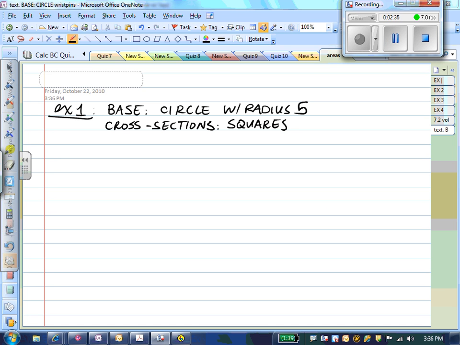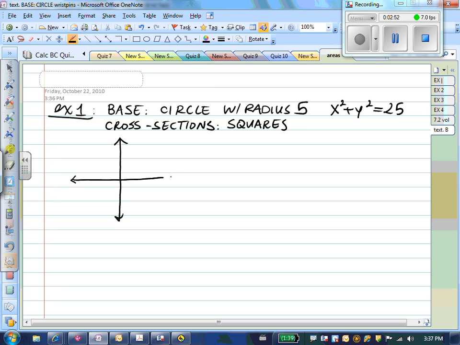For the first example, we'll just use that picture. I'm going to pick a radius of 5 as the base. So the equation of that circle is x squared plus y squared equals 25. Okay, and then the cross sections will be squares. Again, pause the podcast if you need to write it down. All right, so first things first, I'm going to draw in the xy plane my base. Okay, so here's the circle.